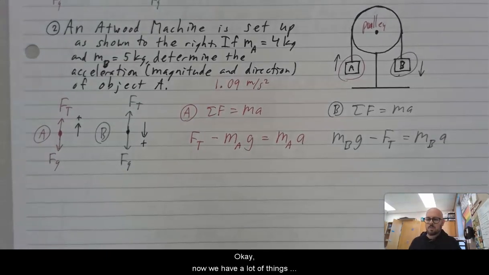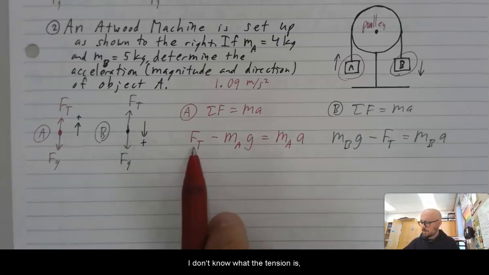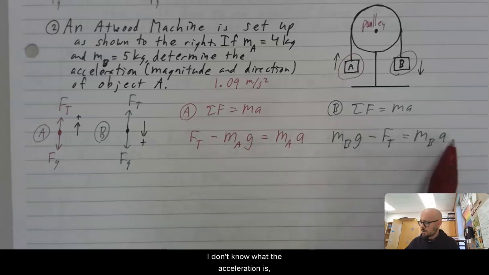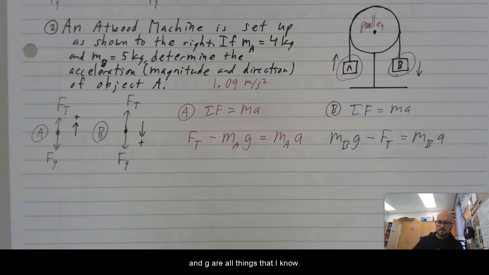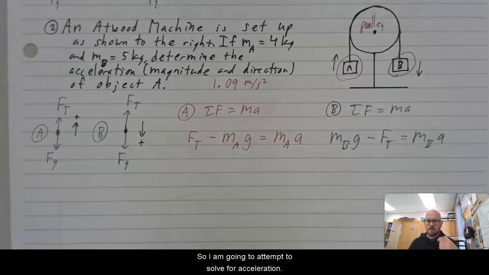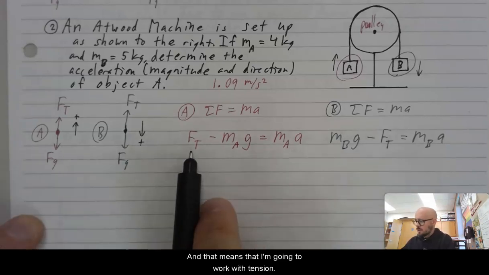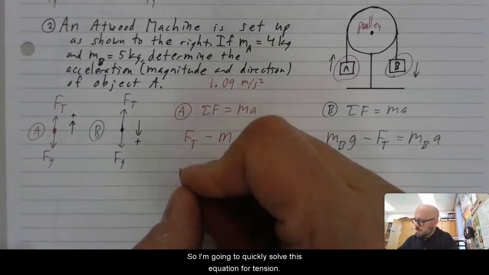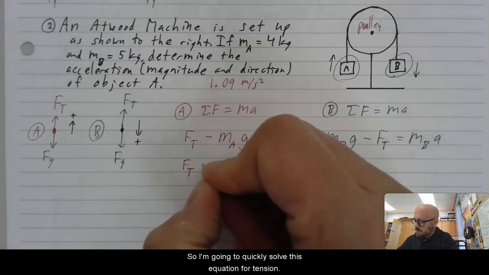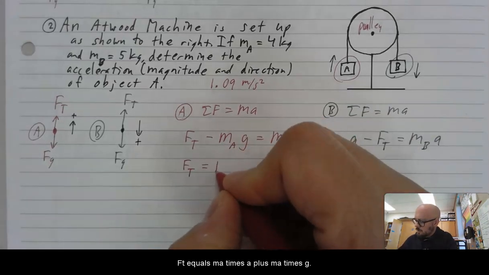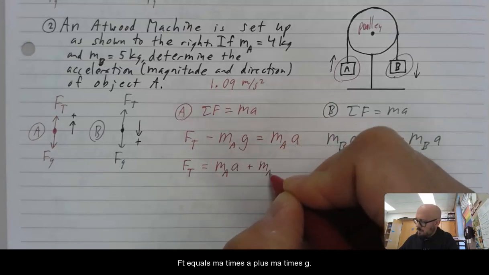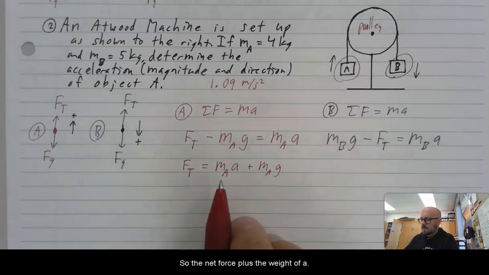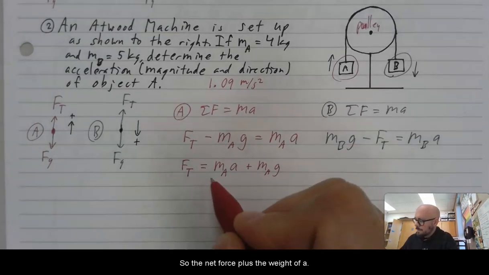Okay. Now, we have a lot of things here, and I just want to make a note of something. I don't know what the tension is. I don't know what the acceleration is, but MA, MB, and g are all things that I know. So I'm going to attempt to solve for acceleration, and that means that I'm going to work with tension. So I'm going to quickly solve this equation for tension. FT equals MA times A plus MA times g. So the net force plus the weight of A.